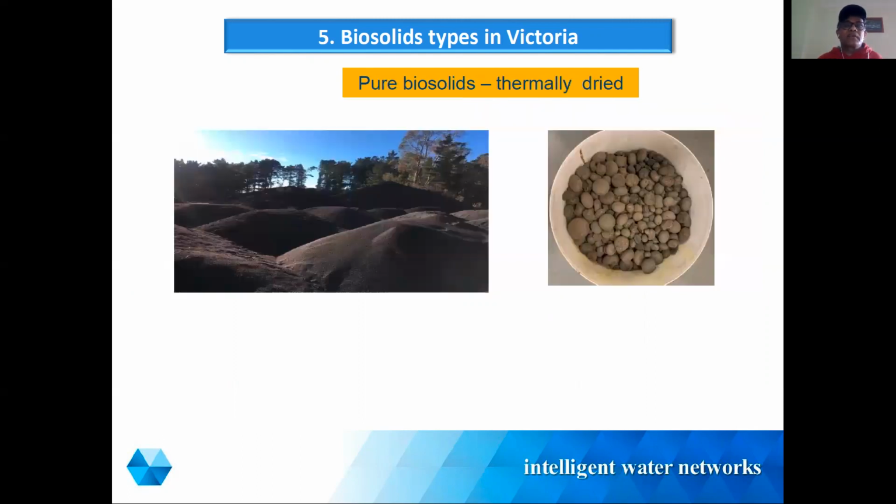Next one, please. And we also have pure biosolids from a different process, a thermally treated process. We can see the one on the left hand side is the Central Highlands Water pellets, and the one on the right hand side in the bucket is the Central Highlands Barwon Water pellets. So these are all still pure biosolids.